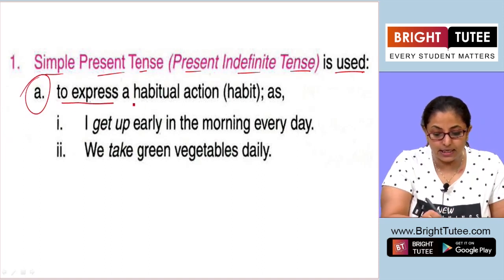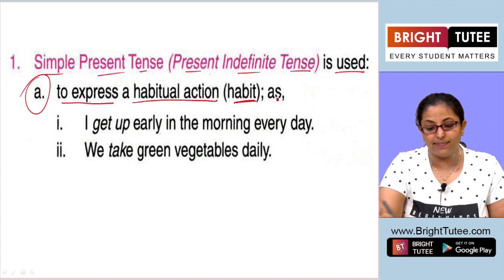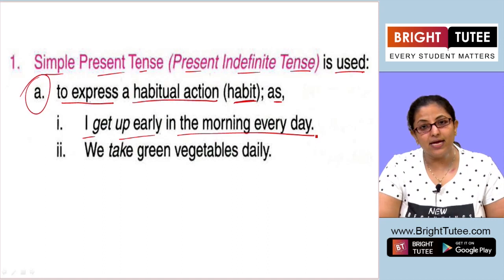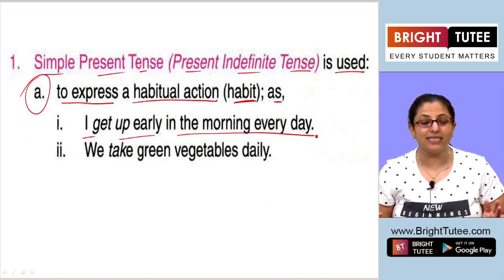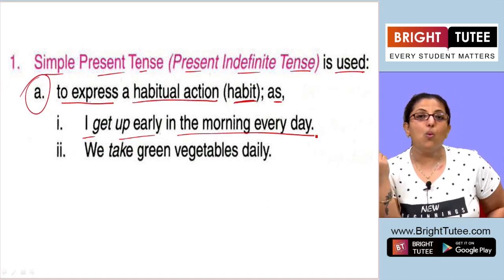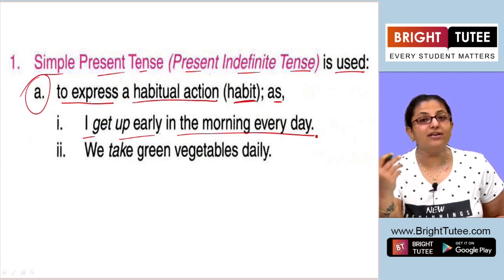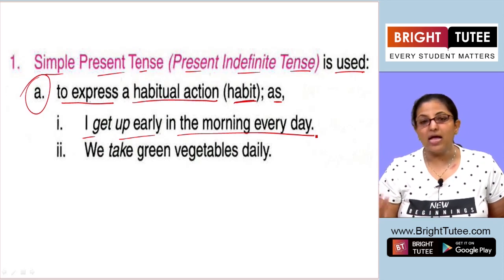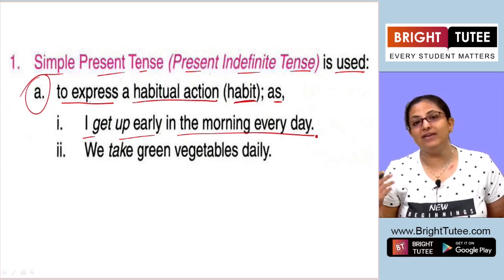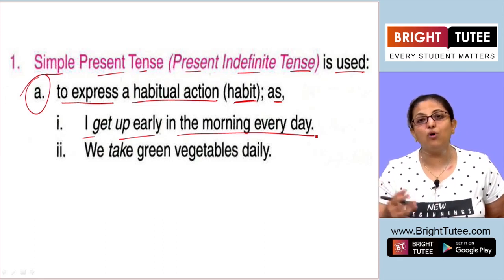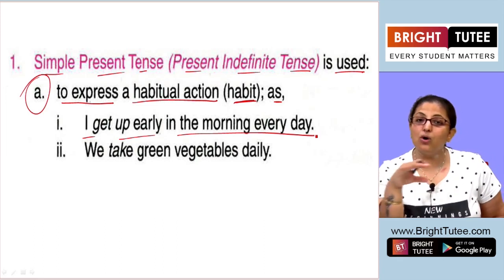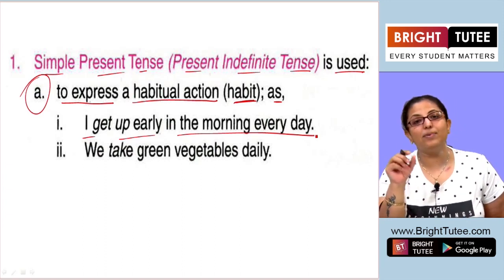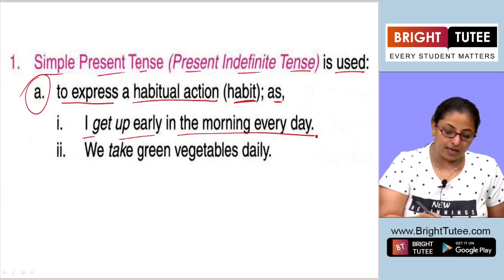to express a habitual action, a habit, as in, I get up early in the morning every day. This is a sentence with the simple present tense. Why? Because it refers to a habit. I get up early in the morning every day. I sleep early in the night every day. I go to play football every day. So these are all habits, and when we talk about habits, the sentence is in the simple present tense, right?